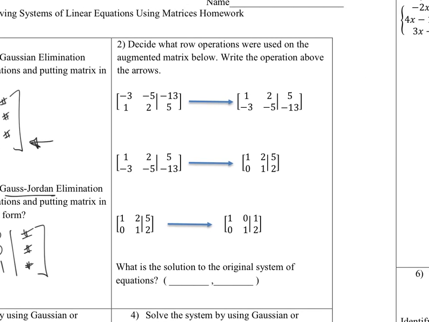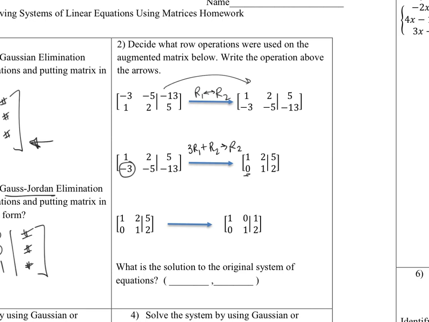For question number 2, we want to decide which row operations were used on the augmented matrix. Write the operation above the arrows. So let's see. To go from this first matrix to that matrix, it looks like all that changed the rows. So we have row 1 and row 2 interchanged. For the next one, it looks like we have a 0 now in that first entry. So to make -3 go away, we would have needed a +3. So 3 times row 1 plus row 2, looks like that would make our new row 2.